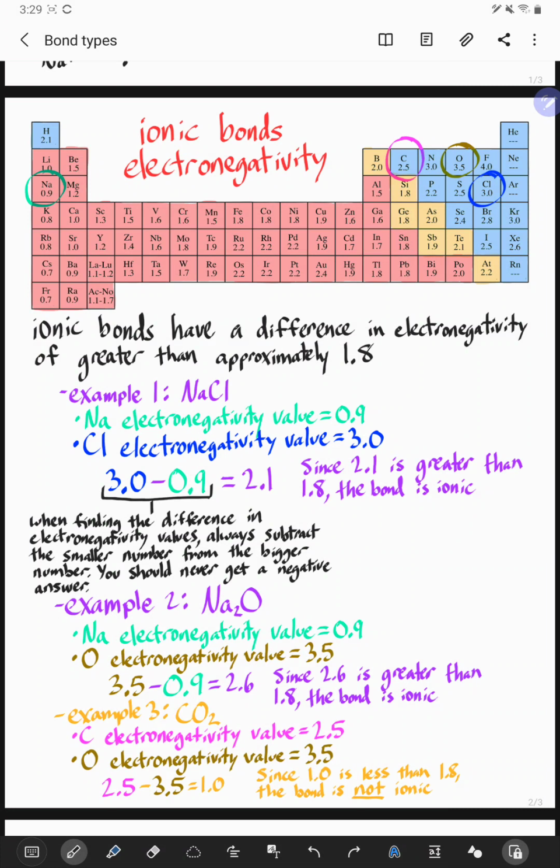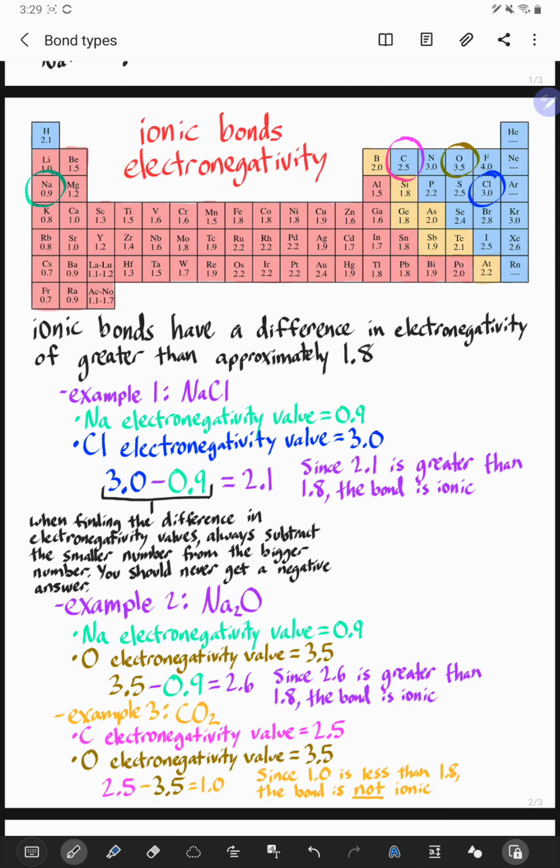All right, next example. We've got sodium oxide, Na2O. So again, sodium's electronegativity value is 0.9, and oxygen's electronegativity value now is 3.5. So we're going to do the bigger number minus the smaller number. Typically, that's going to mean the element further to the right minus the element that's further to the left. And we're going to get 3.5 minus 0.9 equals 2.6.